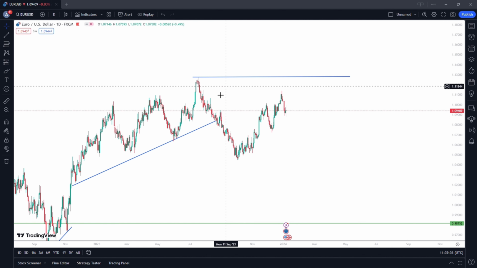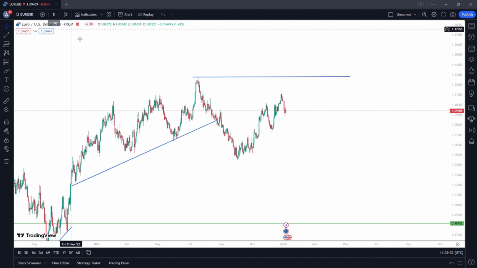Now that we've established that the market will be going up, this is our next target. So we have to move with the market. We don't have to do anything else other than what the market is doing. So this is our next target. So now this is the daily chart.